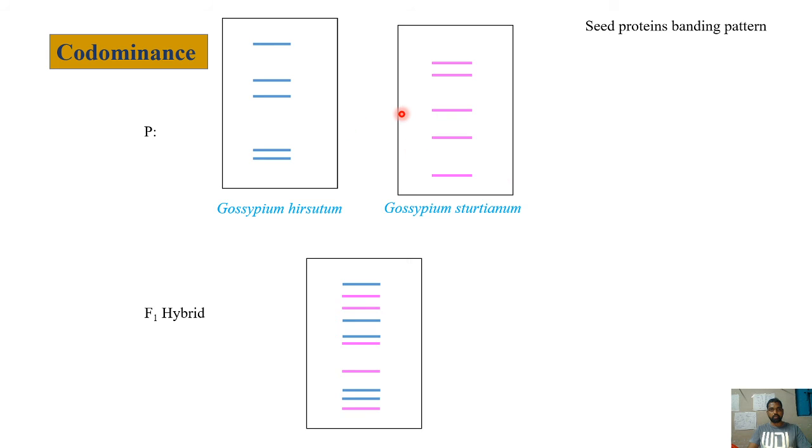When these two are crossed, the F1 hybrid proteins are isolated, and again electrophoresis is performed. What is observed here is that the banding pattern has both the Gossypium hirsutum and Gossypium stewartianum banding patterns, which means the proteins of both are expressed. That's why the banding pattern is like this, which means again here it is codominant only.